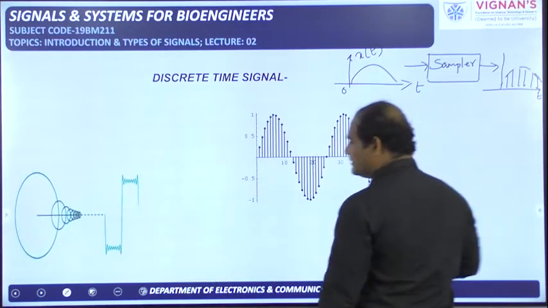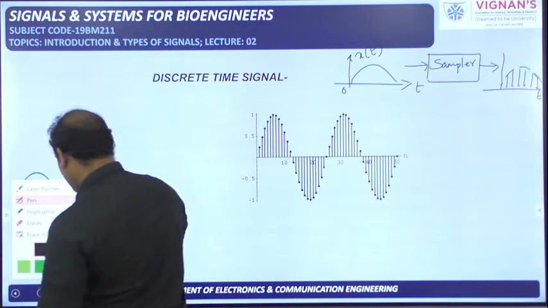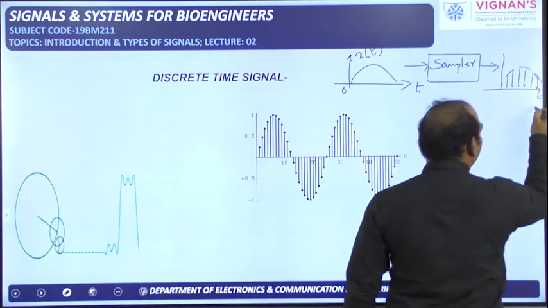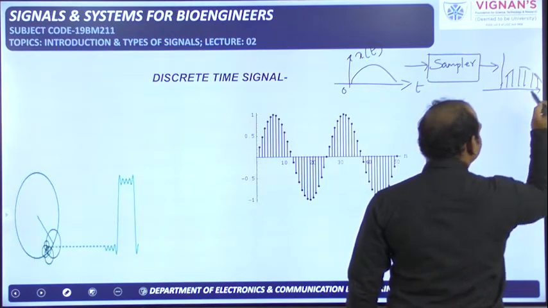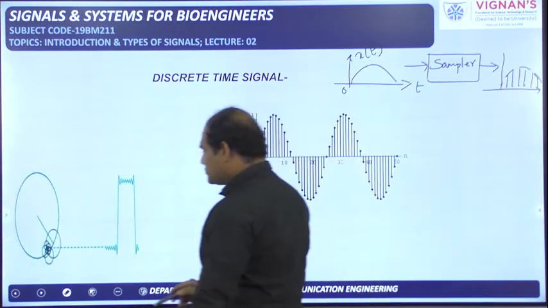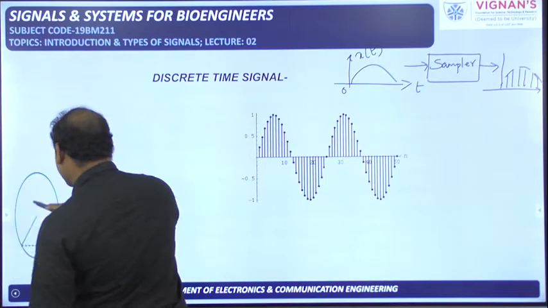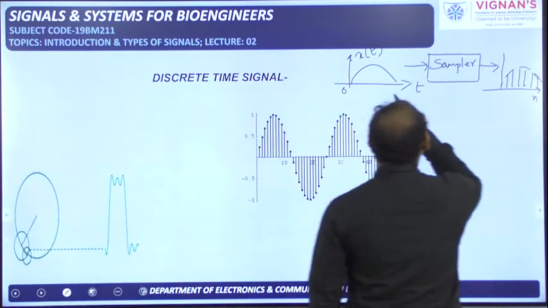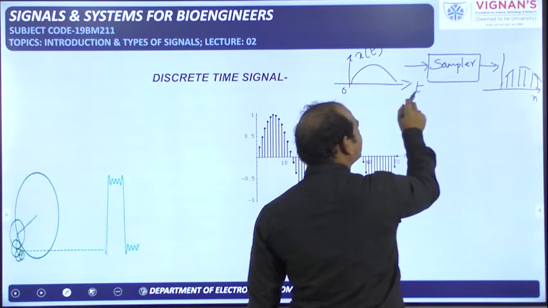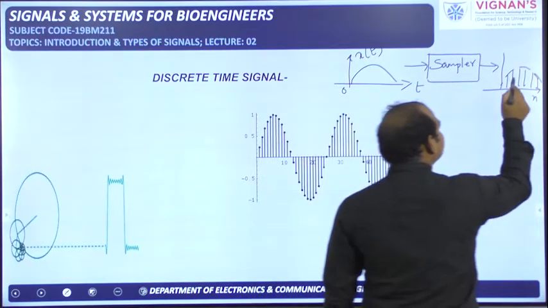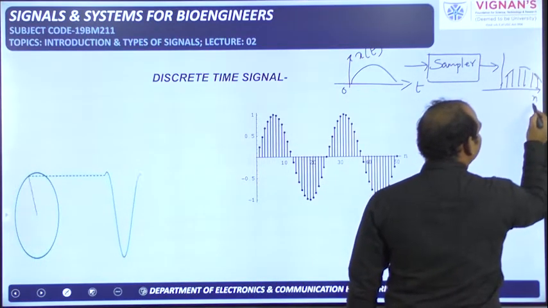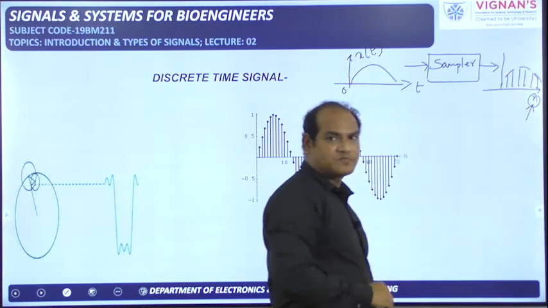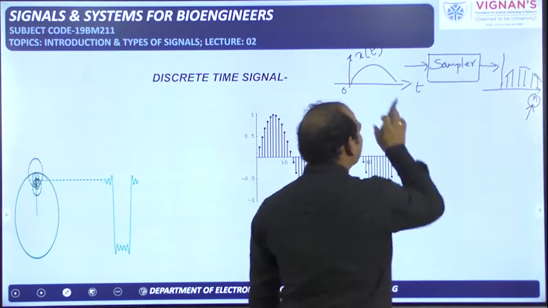Sorry, here I made one mistake. I should not represent the independent variable of the discrete time signal with t. I should represent it with n. It is a continuous time signal where the independent variable is t. It is a discrete time signal where the independent variable is also time only, but that should be represented with n, small n.